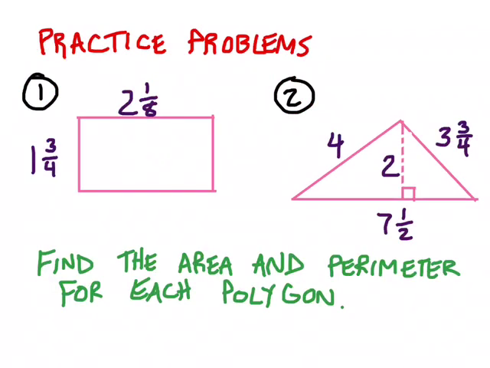And here are your practice problems for the lesson. There's only 2 of them, but for each of these you need to find both the area and the perimeter. If you need a review on how to add or multiply with mixed numbers, I will attach a link in the assignment so that you can review that if you need to.